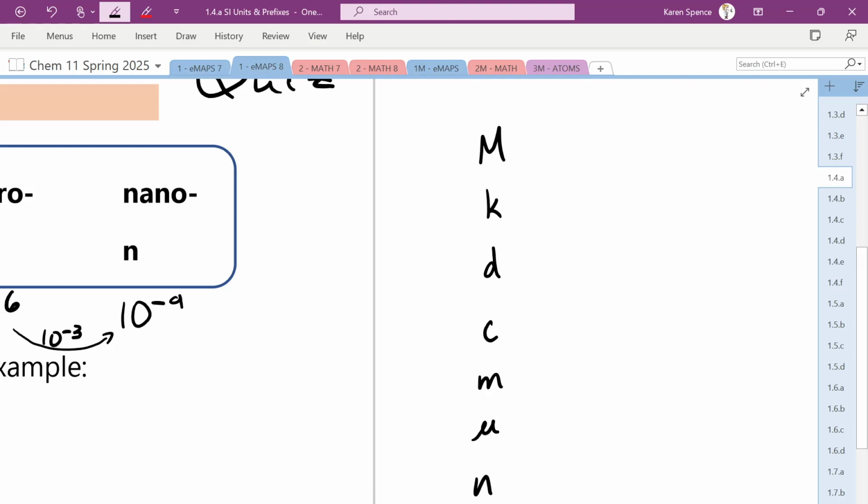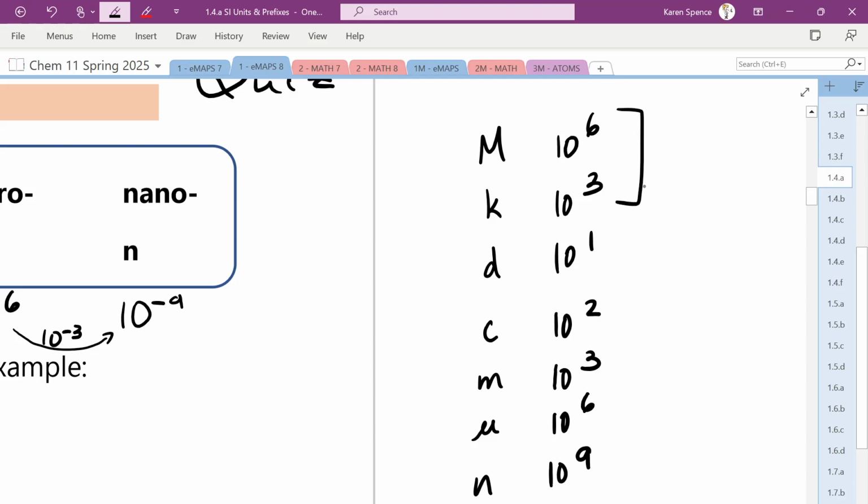Mega, kilo, deci, centi, milli, micro, nano. And now I'm just going to hang on this pitch for a little while, and I'm going to go 6, 3, 1, 2, 3, 6. And then 9 is for the nano. So we go mega, and then these are tens, of course. 10, 10, 10, 10, 10, 10, 10. These two are positive, and these ones are all negative.